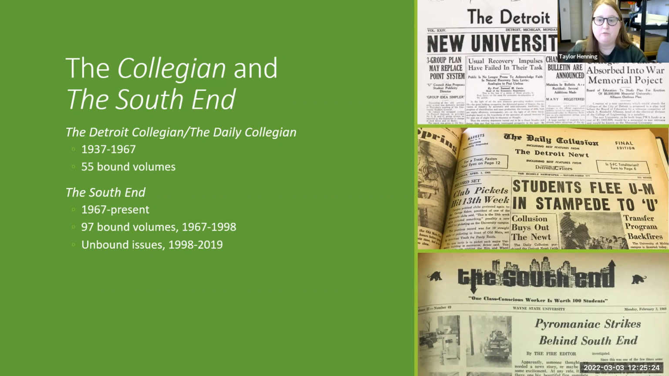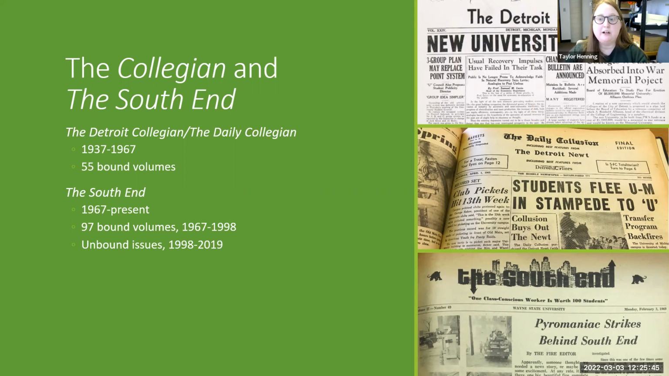We have 55 bound volumes, and they go up to 1967, which is when the Collegian became the South End. And we collect that up to the present. So the bound volumes, we have 97 that go from 1967 to 1998. And then we also have unbound issues that go from 1998 to the present, really.